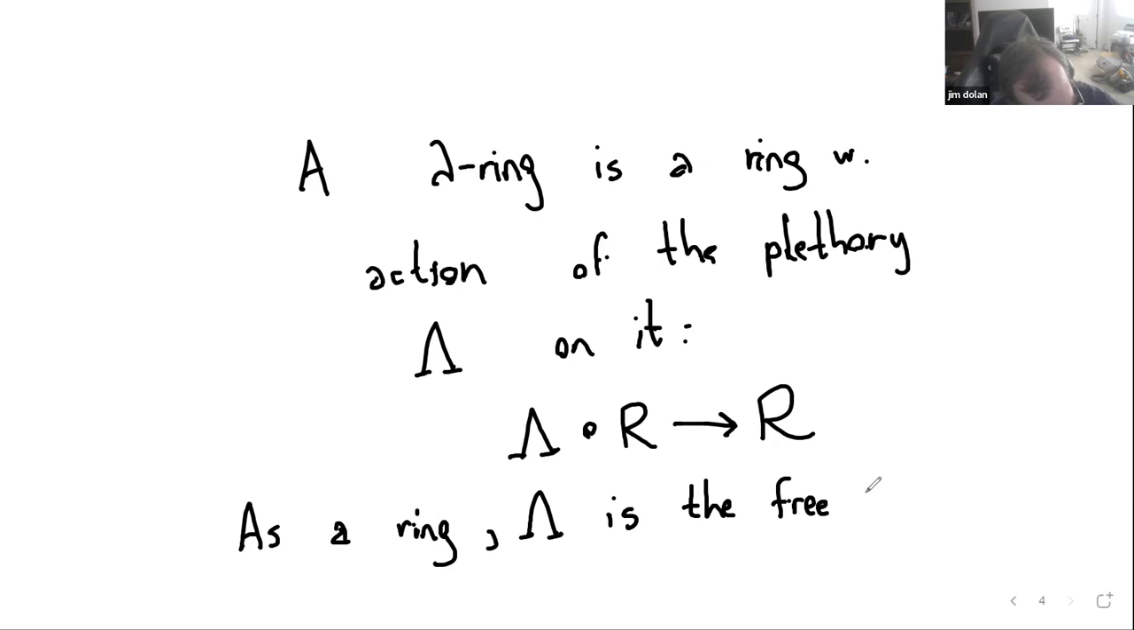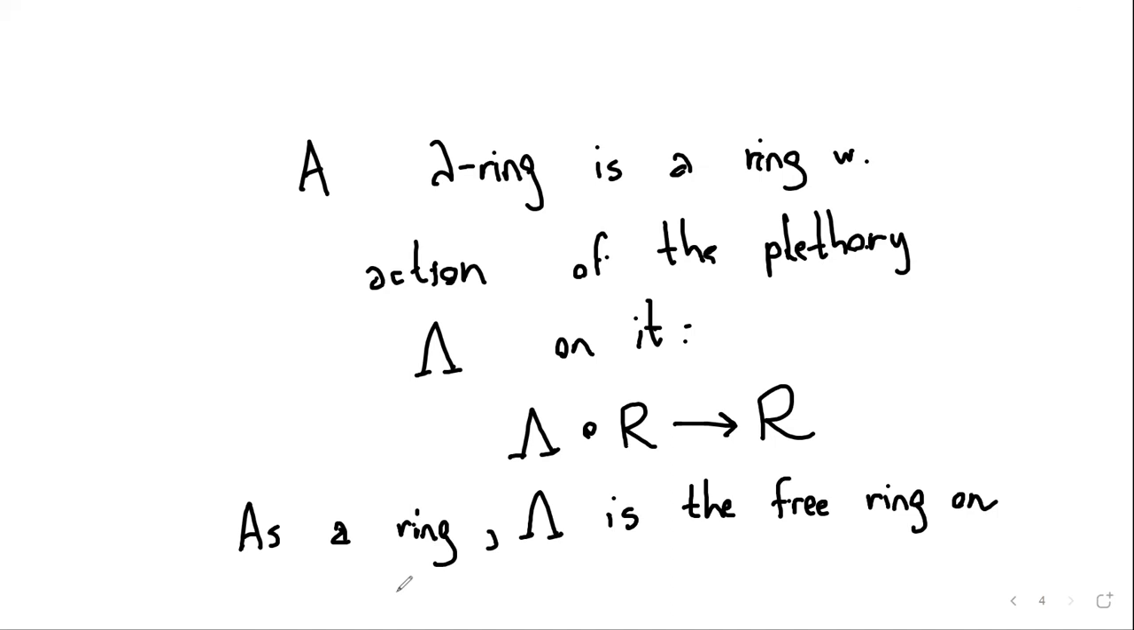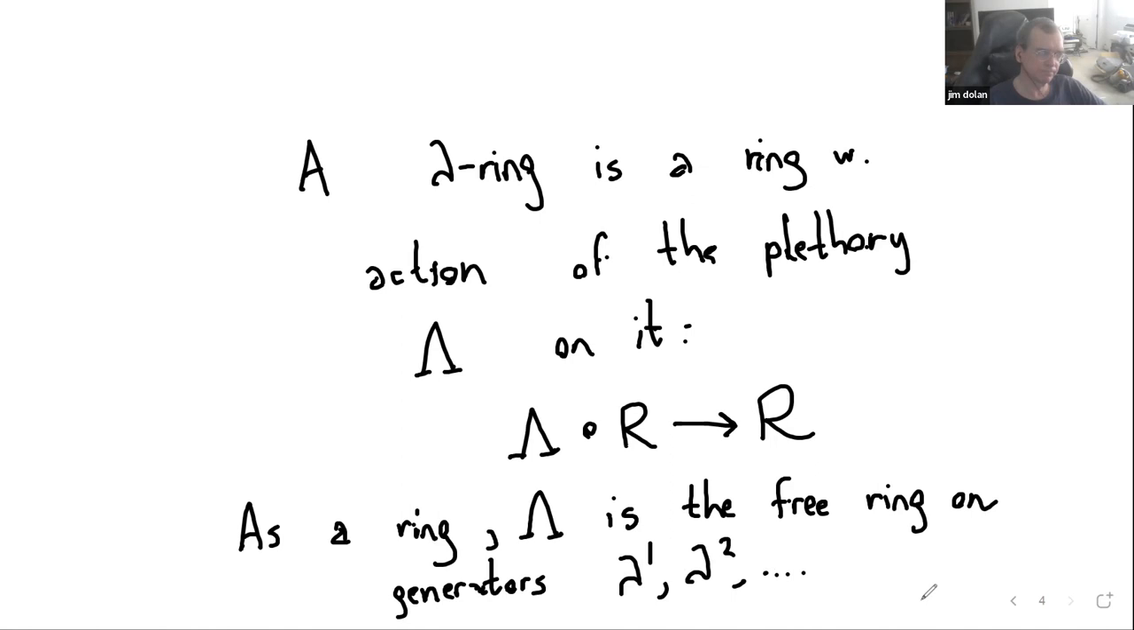It's the free ring on a bunch of generators. They call them lambda one, lambda two, and on forever. And these are the incarnations of the exterior power relations that you get when you have a two rig. If you have an object in your two rig, then you can tensor it with itself a bunch of times and then anti-symmetrize that product. You get the nth exterior product.